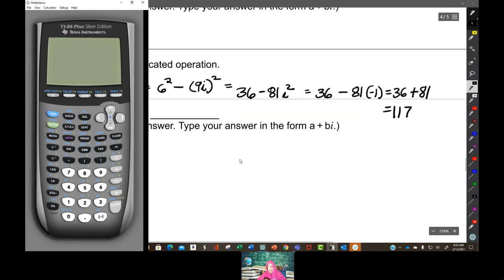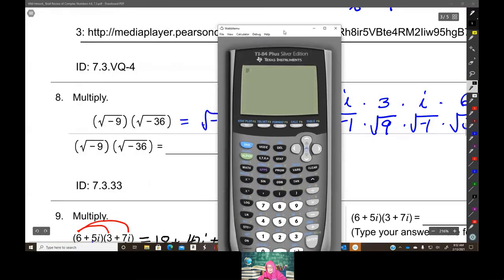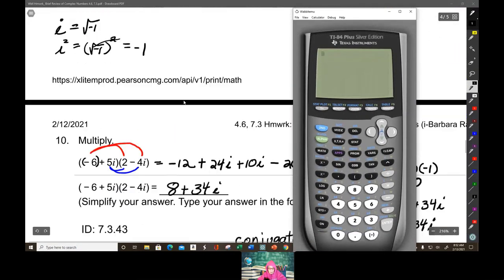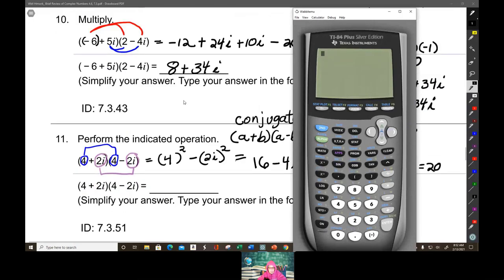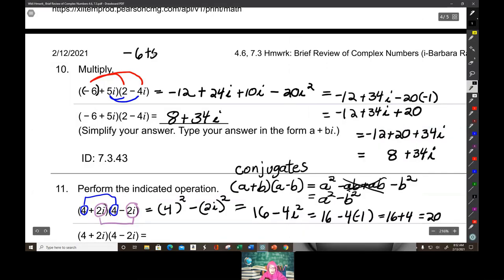Now, watch what I do. Number 10 up here in your homework. The original problem before I marked it all up was negative 6 plus 5i times negative 6 times positive 2 minus 4i. So that was the original problem.